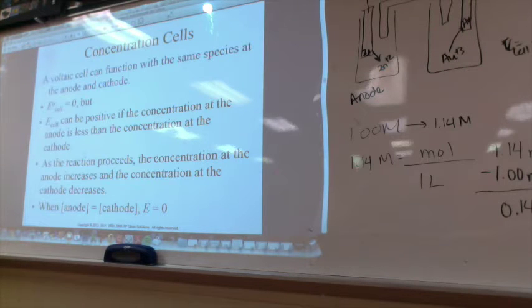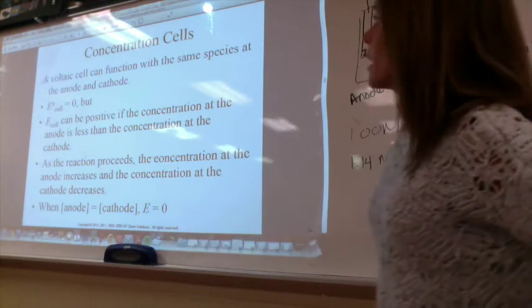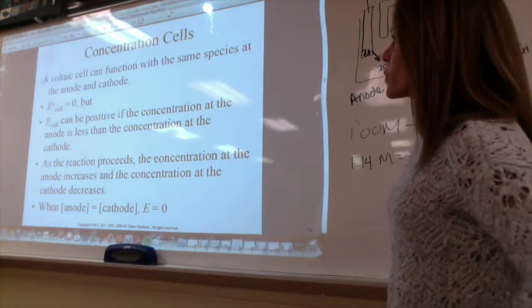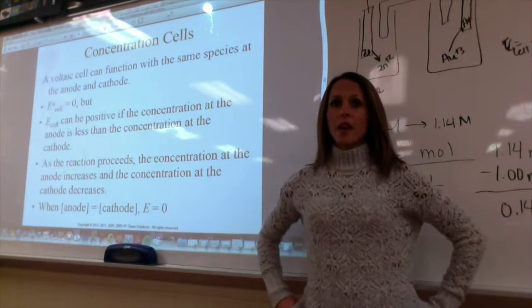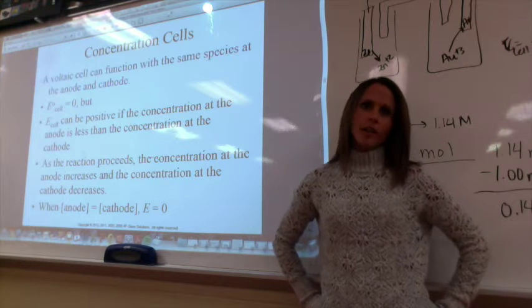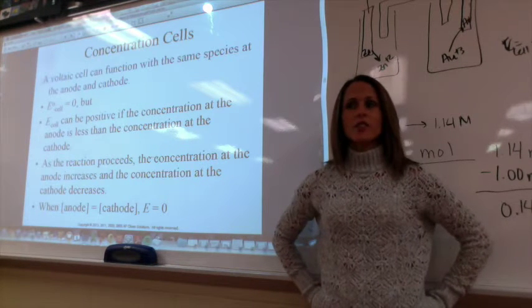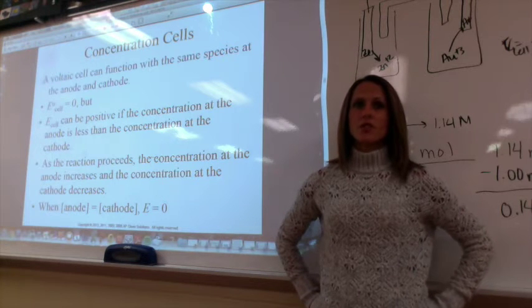I'll stop at concentration. We won't do electrolytic cells today. We'll practice some of the problems before we go. So let's just finish concentration cells. A voltaic cell can function with the same species at the anode and cathode. Okay, so you can literally have the exact same thing, like zinc and zinc, or copper and copper, at one half cell and then the other half cell. So you don't necessarily have to have 2 different things. The only thing you need to do is make them have different concentrations.